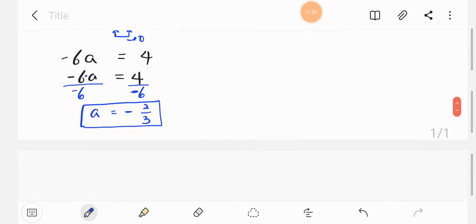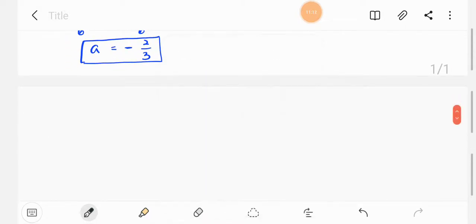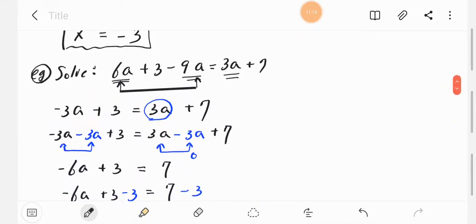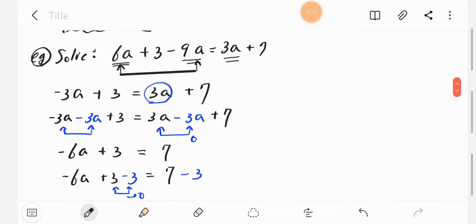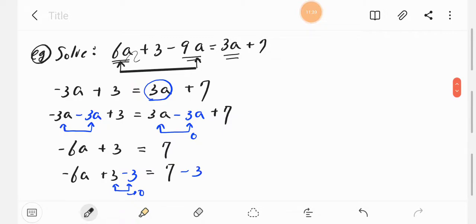Okay, then let's try an equation containing parentheses. Well, before we do this, from the previous example, two variable terms were on one side, and in that case we simplified by combining these two variable terms first. But is it also okay to move this 3a to the left before combining 6a and minus 9a? Yes, you can, it's fine.